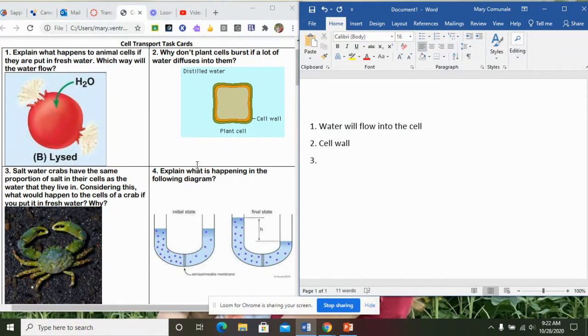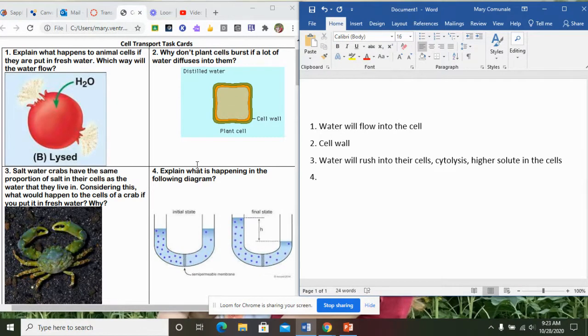So they have salt inside of their cells, and we know that water is going to chase the higher solute concentration. So if I take them out of salt water and put them into fresh water, that is going to cause water to rush into their cells. They're going to go through cytolysis, which means that the cells are going to burst, and this is going to happen because there's a higher solute concentration in the cells than in the environment.